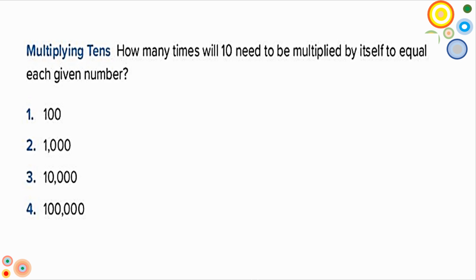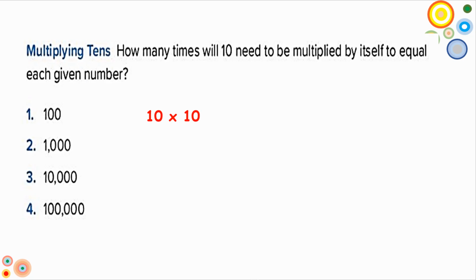I have 10, okay? Multiply it how many times? By itself. Repeat 10 how many times? Okay, to get this number. The first one, here I have two zeros. I know each zero means I have 10. In this number 10, I have how many zeros? I have just one. So if I have 1 0, it means 10. I have here two zeros, so 10 multiply 10. So two numbers of 10, or repeat 10 twice.